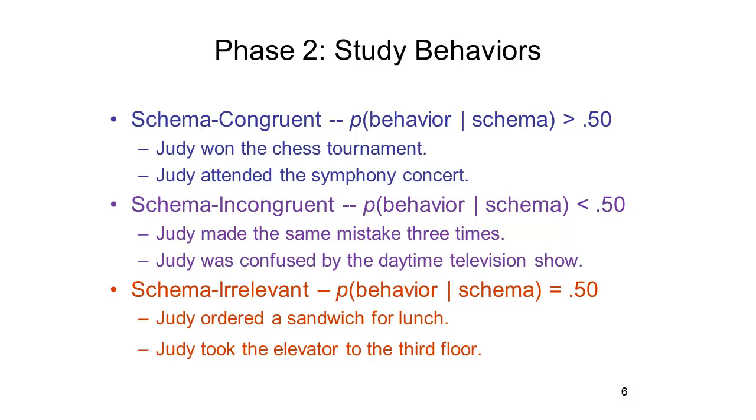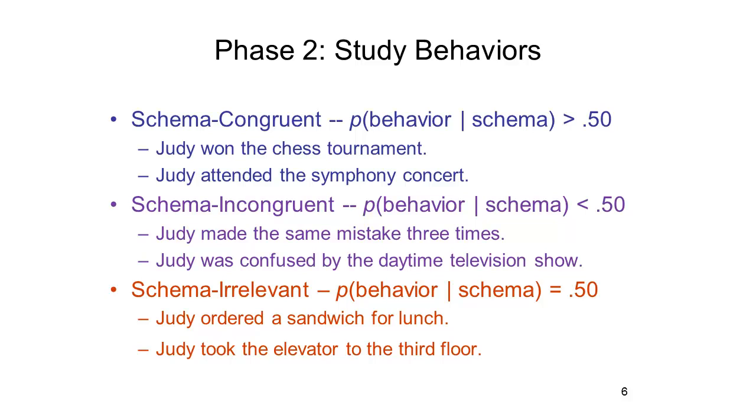Other behaviors are schema incongruent, in that they have a low probability of occurring given the impression we have of the person. For example, Judy made the same mistake 3 times in a row, or Judy was confused by the daytime television show. These are not the kinds of behaviors we'd expect from a person who is intelligent and intellectually sophisticated and artistically sensitive and refined.